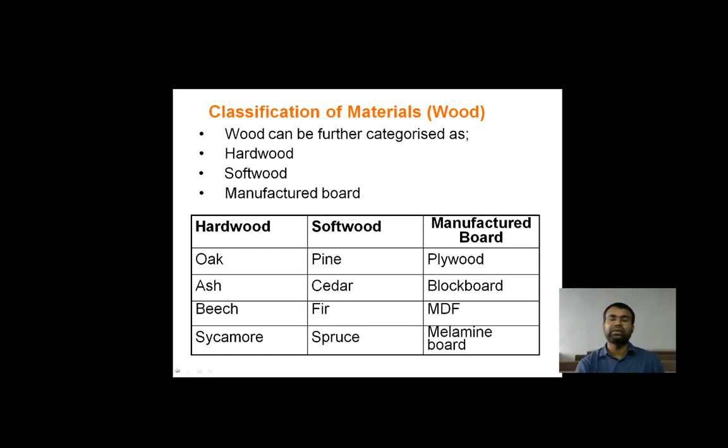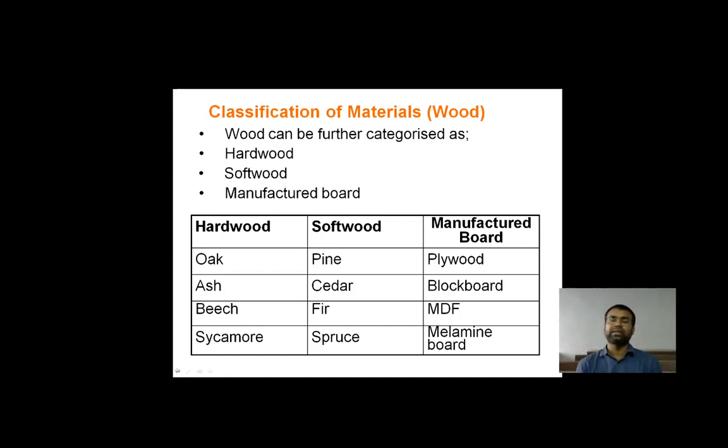So the woods are divided into three categories also: the hardwood, the softwood, and the manufacturing board. The manufacturing boards are plywood, blockboard, MDF, and mulline board. The softwoods are divided into pine, cedar, fir, and spruce, and the hardwoods are divided into oak, ash, beech, and sycamore. So these materials have their own influence, and according to their working and characteristic properties, these things need to be chosen for making any kind of product.